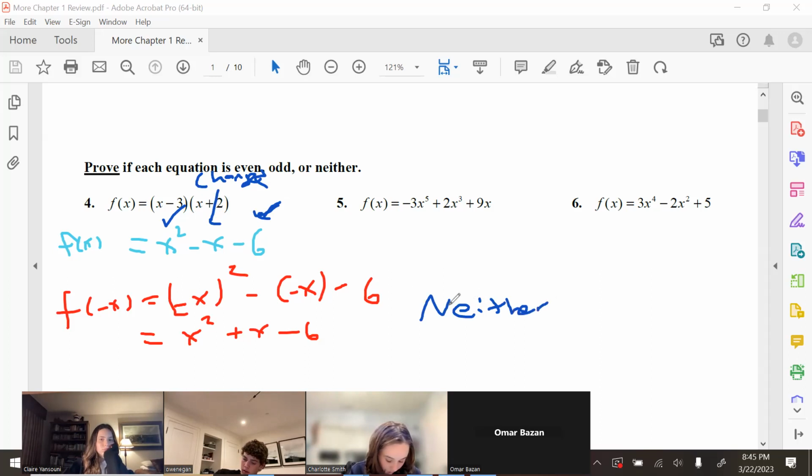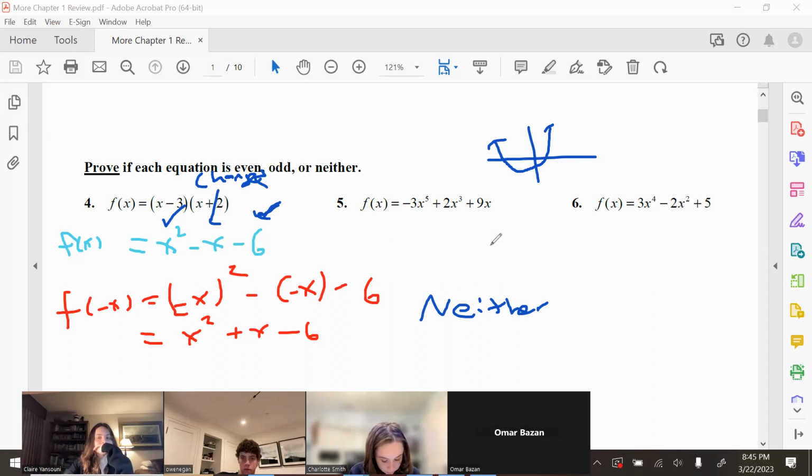And also, if you were to graph it, it's going to have a y-intercept of negative 6, but it's going to be kind of off-centered a little bit like this. So the y-axis is not cutting it in half. It's not passing through the origin where it would be symmetric about the origin. So that's another way you could see.